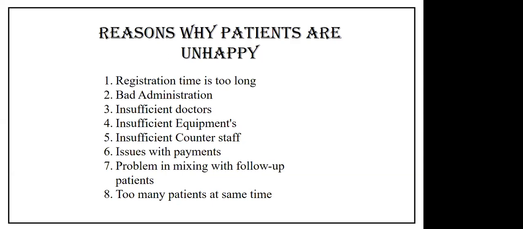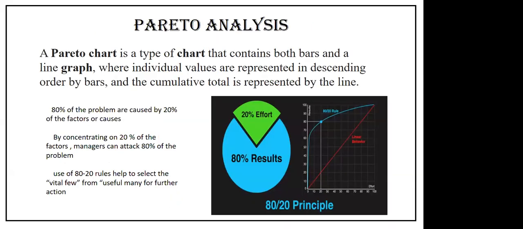Now let us move to the Pareto analysis. A Pareto chart contains both bar and line graph. Its individual values are represented in descending order by bars, and the cumulative total is represented by a line. Originally, the Pareto principle referred to the observation that 80% of results come from 20% of the inputs. More generally, the Pareto principle is the observation that most things in life are not distributed evenly, some contribute more than others.